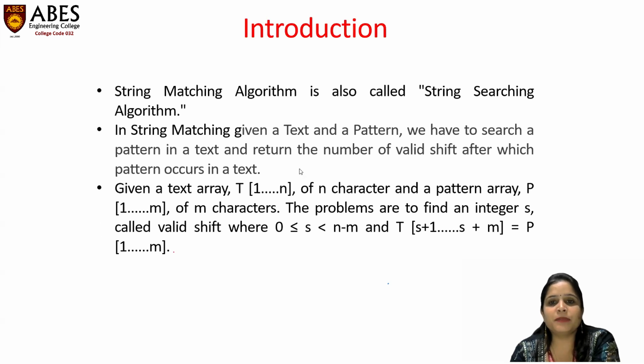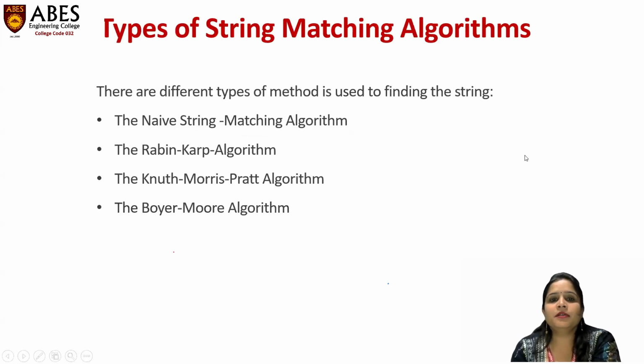Let us discuss the various kinds of string matching algorithms one by one. There are basically four types. First we will discuss the naive string matching algorithm. After that, the Rabin-Karp algorithm. Then the Knuth-Morris-Pratt algorithm. And the last and most important is the Boyer-Moore algorithm. One by one, in my upcoming lecture series, we will discuss each in detail. In today's lecture, we discuss the naive string matching algorithm first.